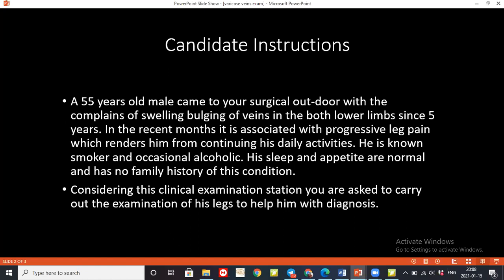And inspect for any scar in the upper thigh, which indicates secondary varicose veins. In primary varicose veins, the varicosity is along the long saphenous and the short saphenous vein, with signs of chronic venous insufficiency like hemosiderin deposition, venous ulcer, and lipodermatosclerosis.